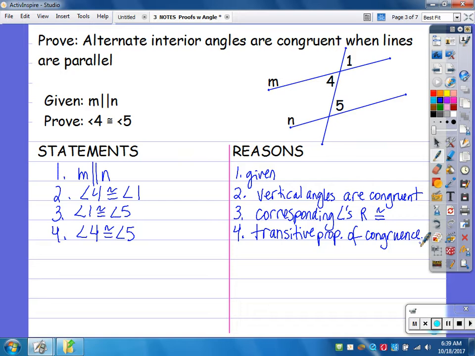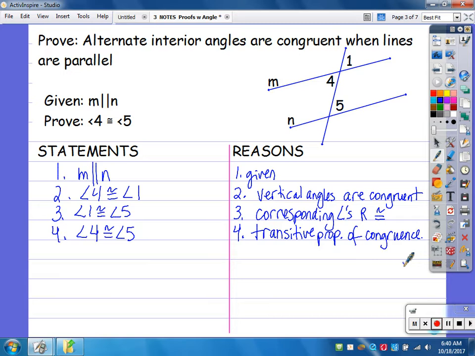Okay, so again, just some little tips for proofs. First statement is always your given. Then from there, we just have to make sure that we do not use whatever it is we're trying to prove. So if we're trying to prove that alternate interior angles are congruent, I can't use the reason that alternate interior angles are congruent when the lines are parallel. I have to use some other method. And again, every angle pair that you list, you're going to use the name of the angle pair along with whatever the relationship is with those.